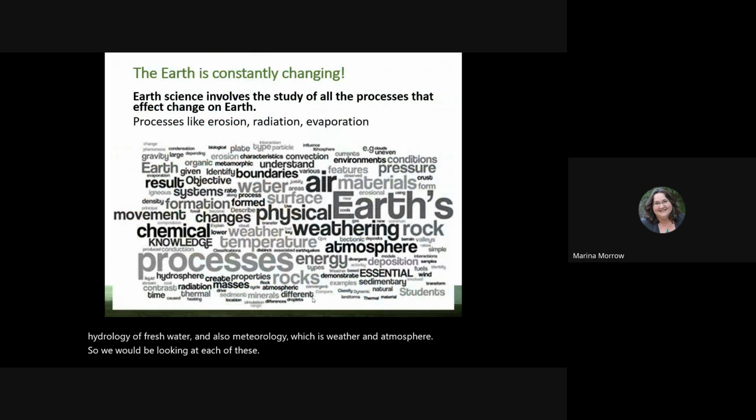All right, now the Earth is constantly changing. So, like I said, we're going to be looking at the processes. So, there's erosion, there's radiation from the sun and from the Earth, there's evaporation, there is weathering of rocks, and there are volcanoes that bring about large changes. And our whole Earth has motion in the plates. So, lots of processes here on Earth that are changing things all the time. So that's the holistic viewpoint that we're looking at.